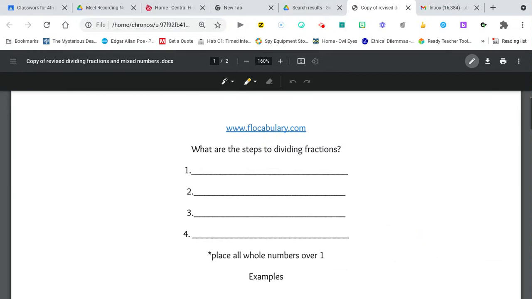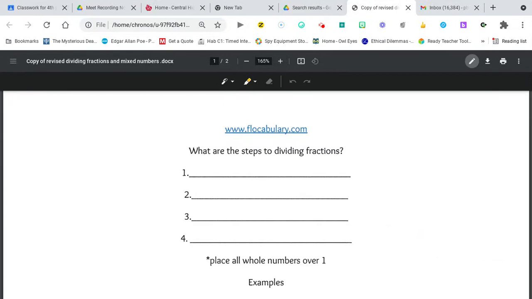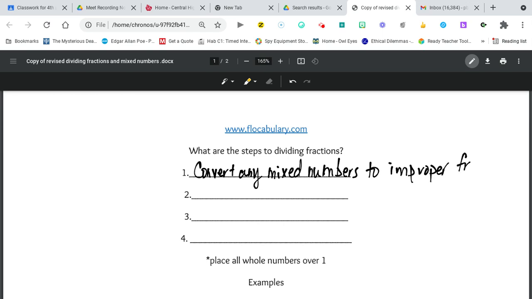So the first thing is going to be number one, to convert any mixed numbers to improper fractions. And make sure you're taking notes. Now, if you don't have any mixed numbers, then you just go on to step two, okay? But first thing is convert any mixed numbers to improper fractions.